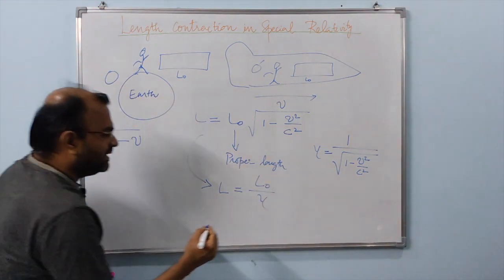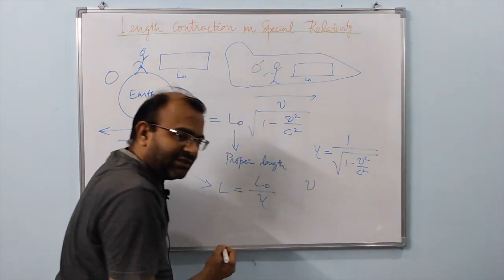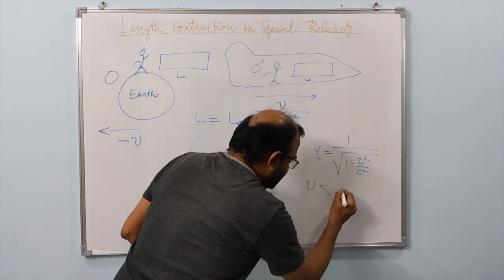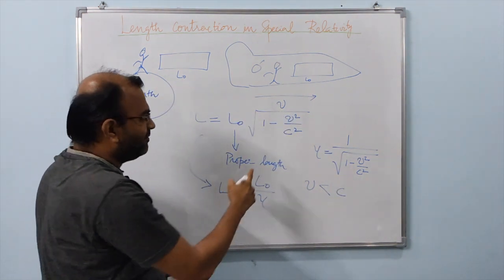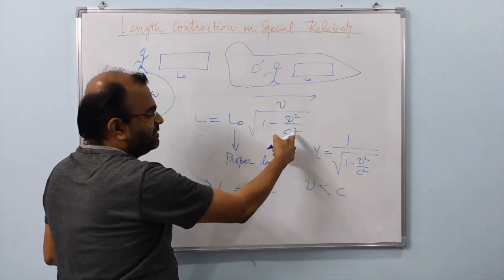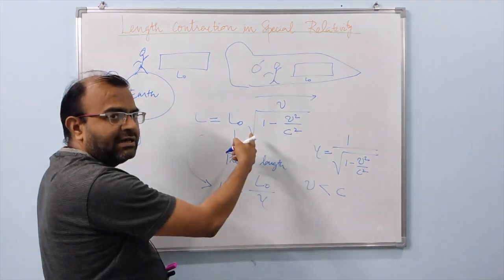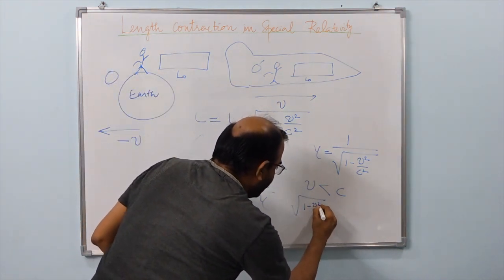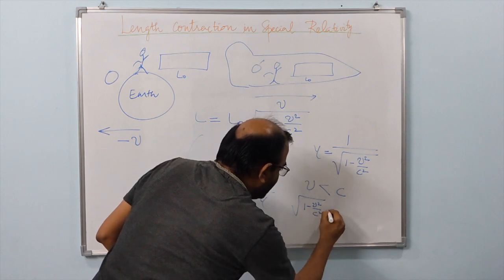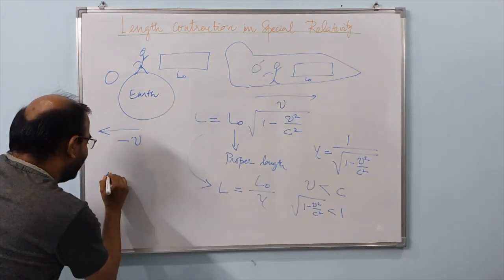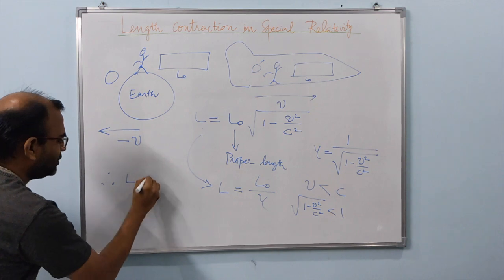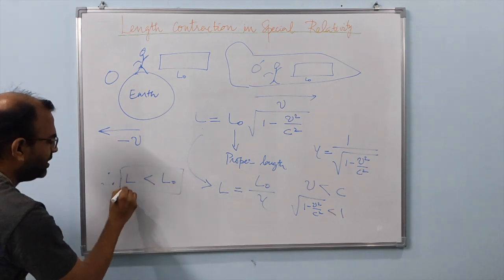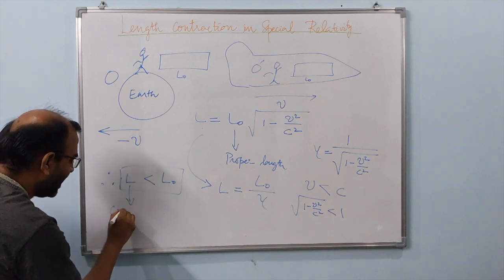Now we know that the velocity of any object is always going to be less than or equal to the velocity of light, and therefore this particular term is always going to be less than 1. So the square root of 1 minus v squared over c squared is always less than 1, and therefore our L is always going to be less than L0, and therefore we call this length the contracted length.